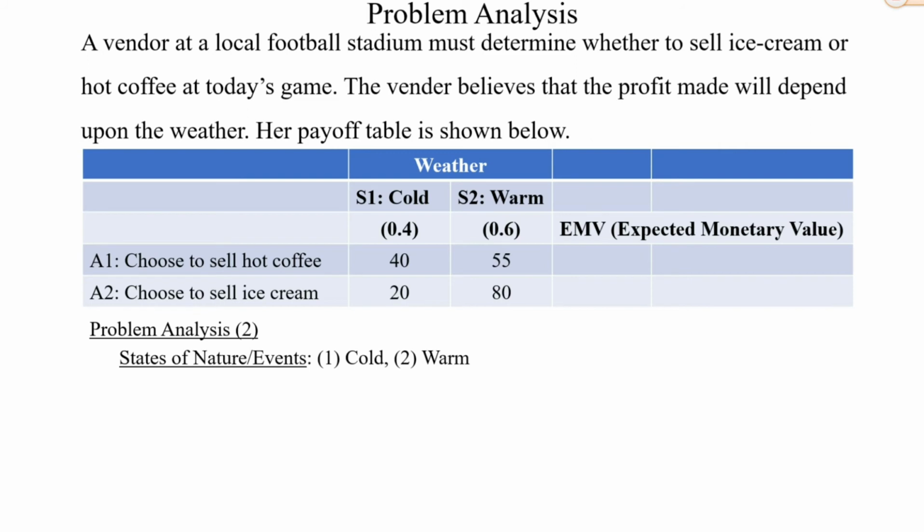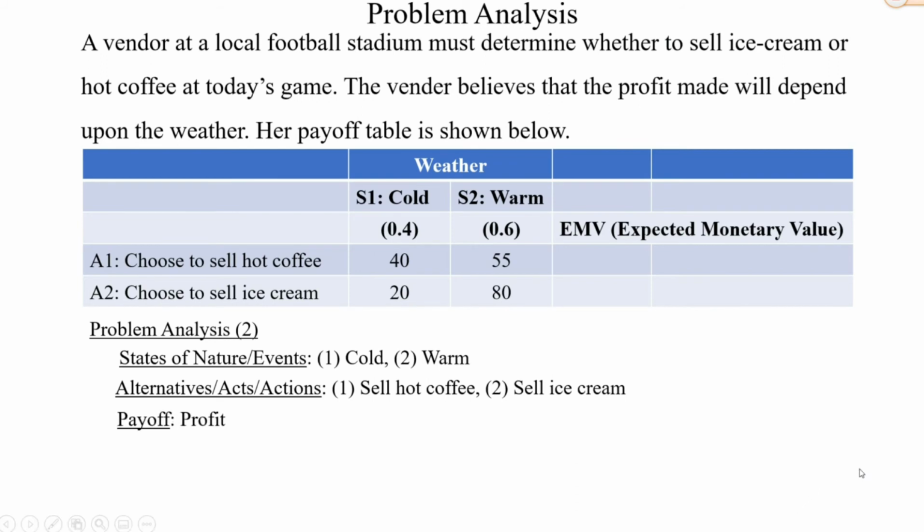So to use decision theory, we have to identify three components: states of nature, or we call them events, our alternatives or actions to choose from, and what the payoff is, how to optimize this.